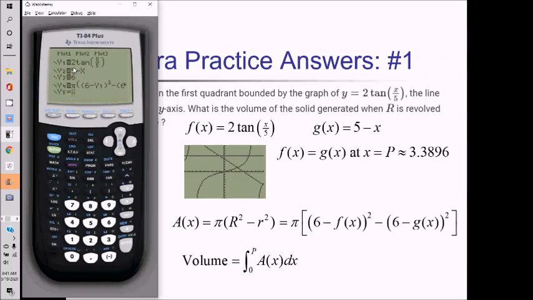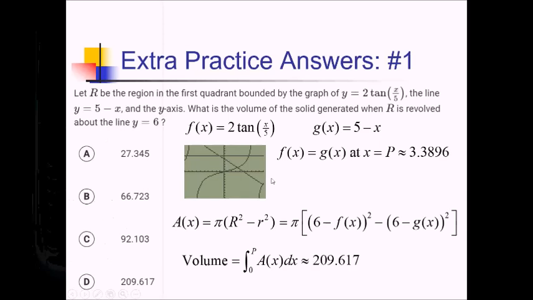Let me quit out of there now, and let me go to Math 9 for integral. I'm going from 0 to alpha p. And now I just have to put in alpha trace y4 for that A of x function, dx. Press enter. About 209.617. So that gives me choice D.